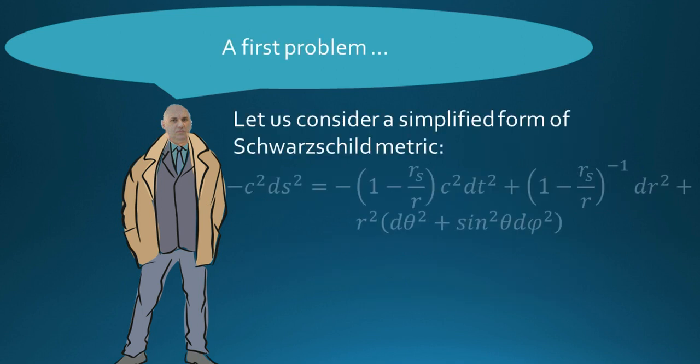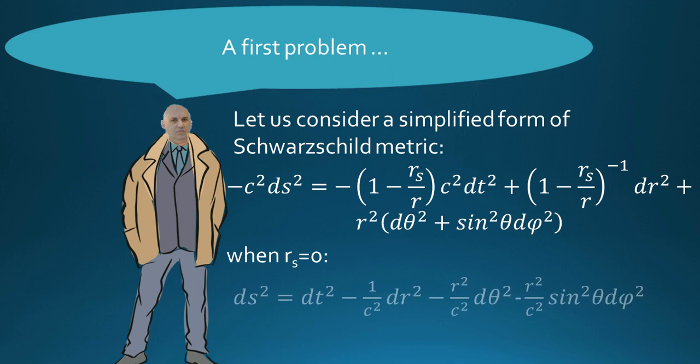A first problem. Let us consider a simplified form of the Schwarzschild metric, what you see on the screen. When rs equals 0, it becomes ds² = dt² − (1/c²)dr² − (r²/c²)dθ² − (r²/c²)sin²θ dφ².